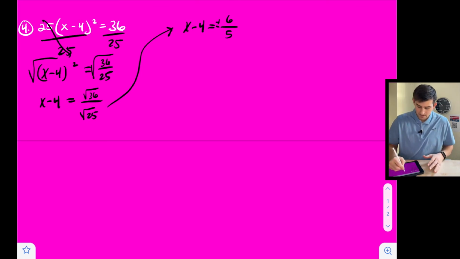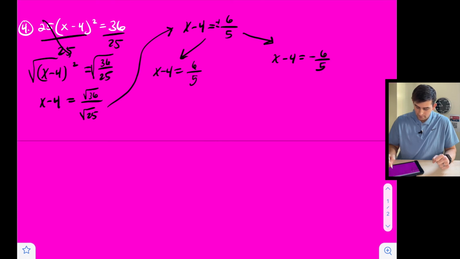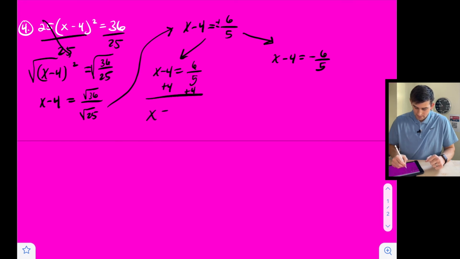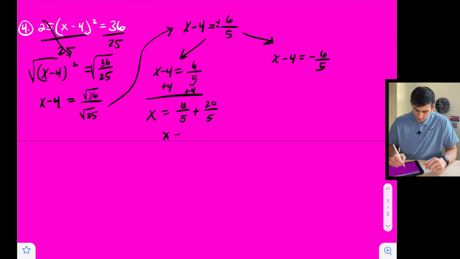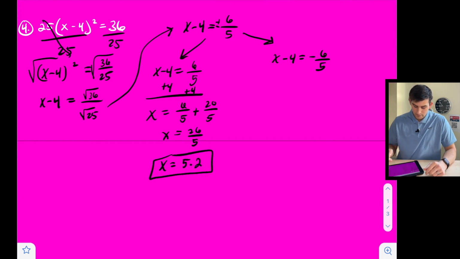So now let's take this and separate this into two separate equations so we can solve for our two solutions. So we need x minus 4 equals positive 6 over 5, and we need x minus 4 equals negative 6 over 5. Now we can solve these. So let's add 4 to both sides here. And let's say x equals 6/5 plus, I'm going to call this 20 over 5 because that's the same as 4, right? And we get x equals 26 over 5. And if we wrote that as a decimal, we could do 5.2, right? 25 over 5 and 5 and 1/5, 5.2.